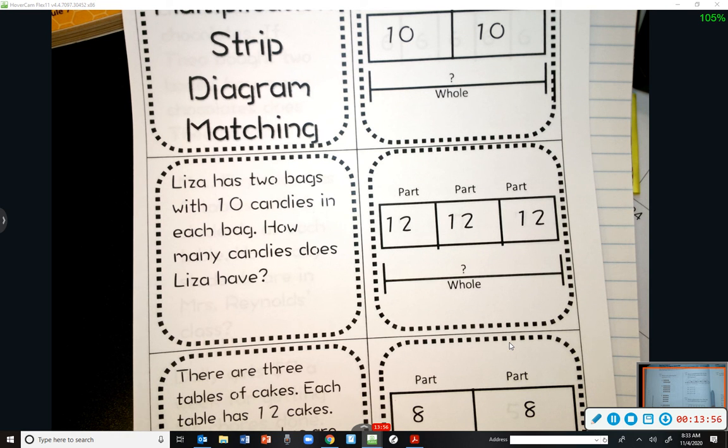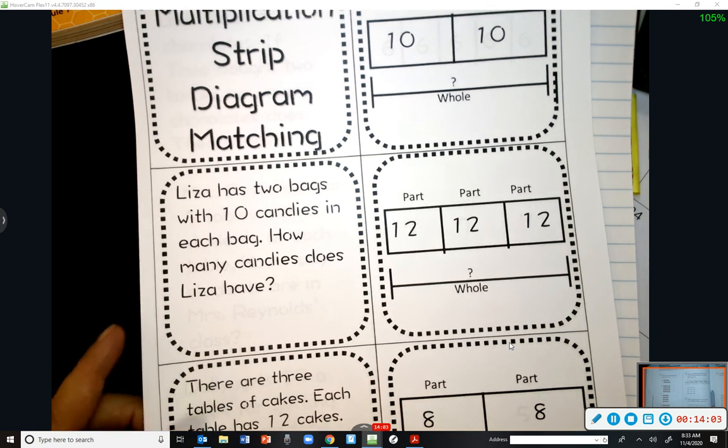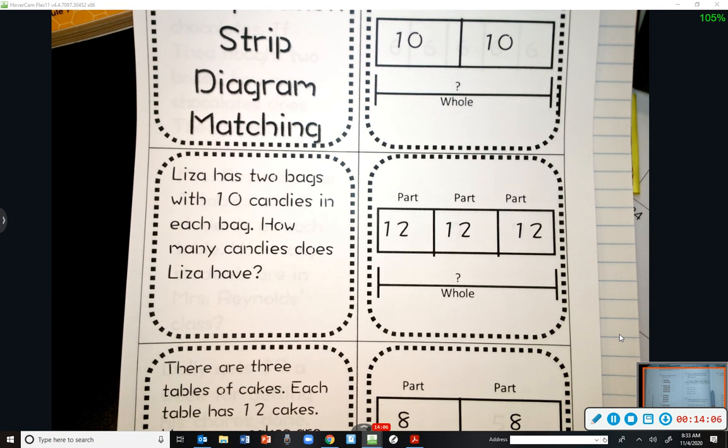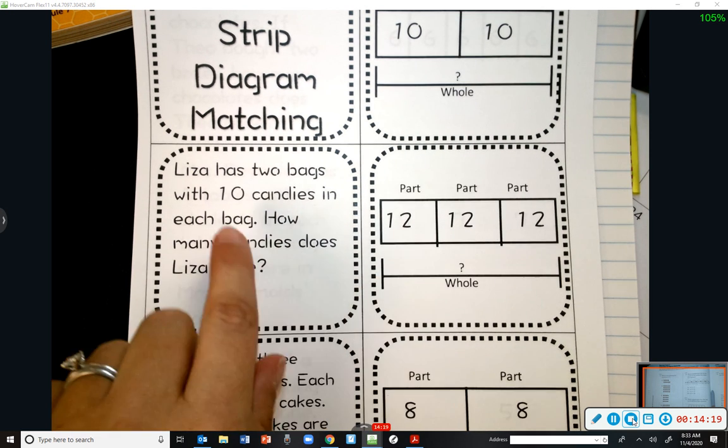But once you have all your matches, raise your hand and I will come around and check them, and then we will glue it on some paper, okay? Any questions before we start? That has to do with the assignment. Okay. Those of you at home, I look forward to seeing your work. Again, all you're doing is dragging and dropping to match the strip diagram to the word problem.